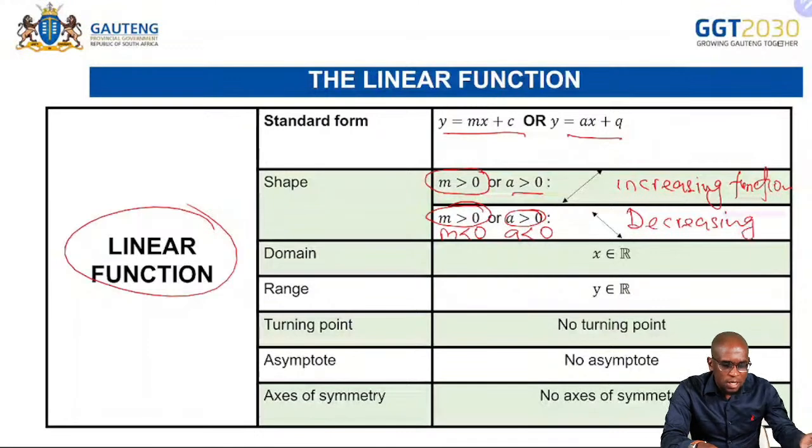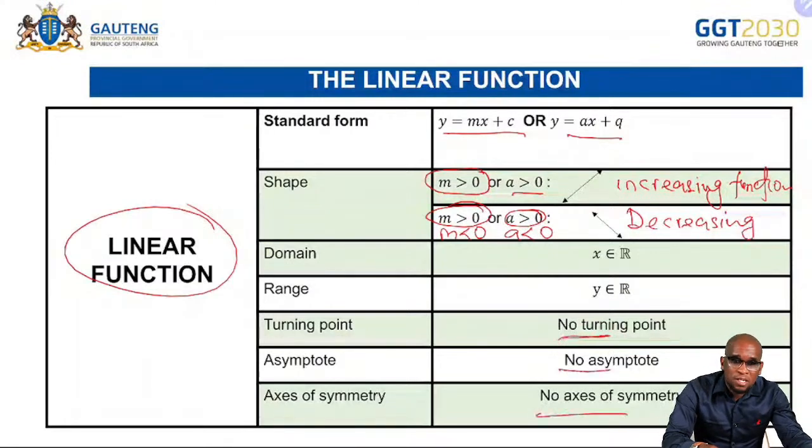And then the domain of a straight line, x will take all real numbers from minus infinity to infinity, and the range as well, y will take all real numbers. Remember, domain represents the x values where the function is defined, and the range represents the y values where the function is defined. Now, as far as the turning point is concerned, the straight line has no turning point, it has no asymptote, it has no axis of symmetry.